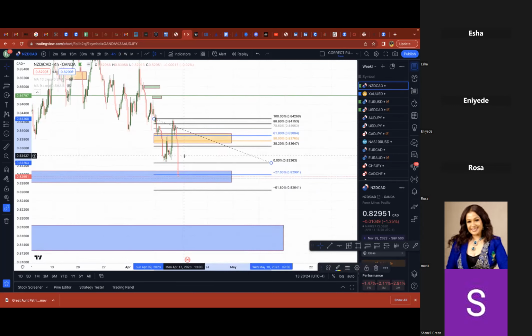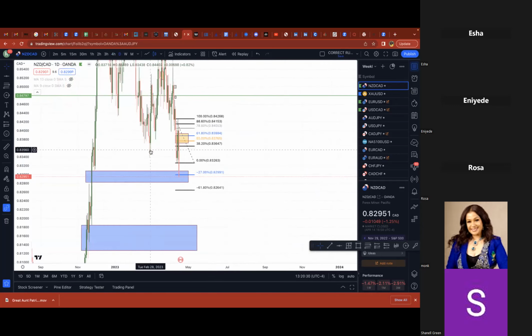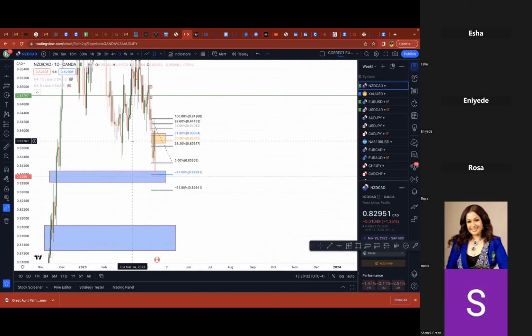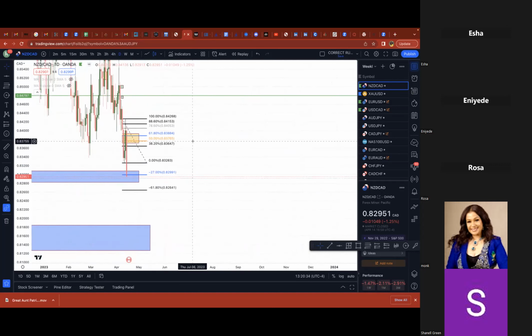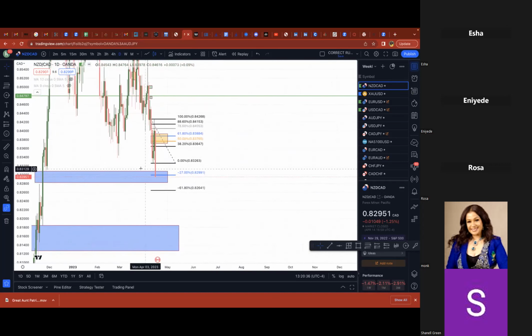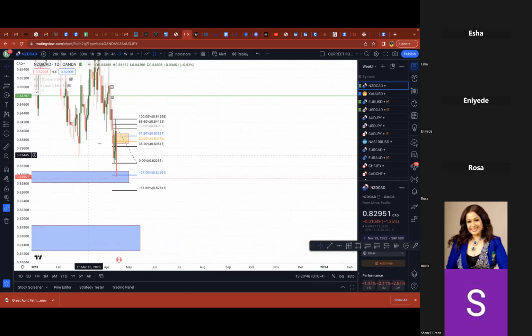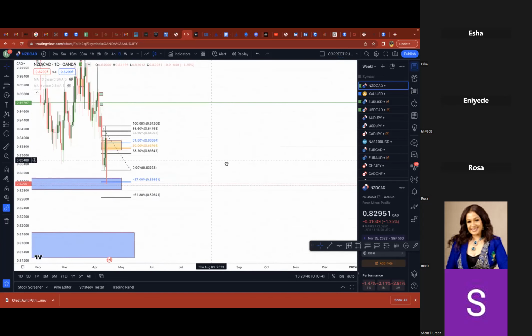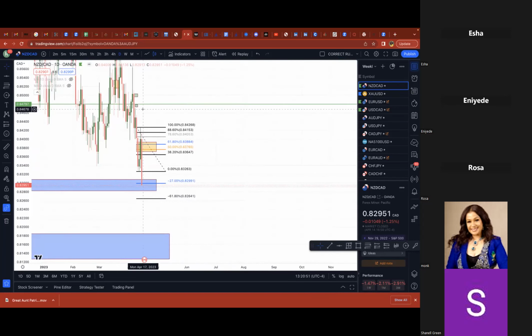Can we go back to the other screen where you were at? The daily. Yes. So you see now this one looks like you fibbed backwards, where you did top to bottom, because you're fibbing the up move, the green move, right? Well, I'm fibbing the, oh, hold on, let me see.